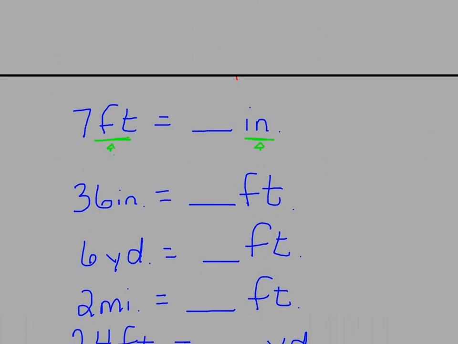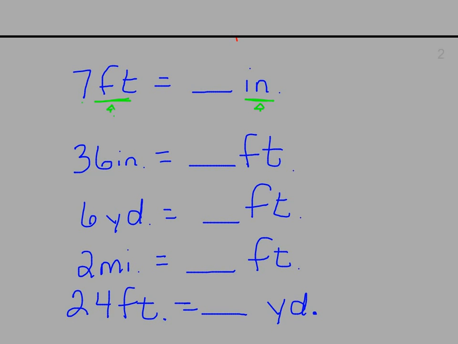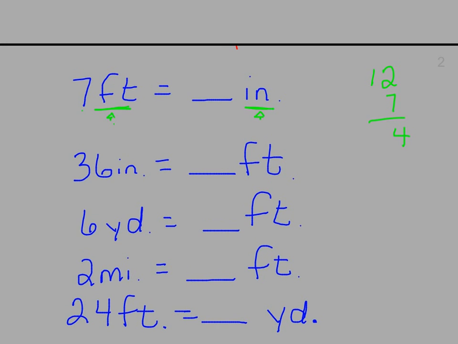So we're multiplying then, so we'd be multiplying 7 times 12. So 12 times 7 is 84. So for 7 feet, we would have 84 inches. So that's it. So what we did again, we went from a bigger measurement to a smaller measurement, so we needed to multiply using our conversion.